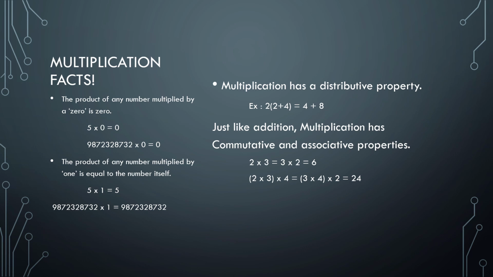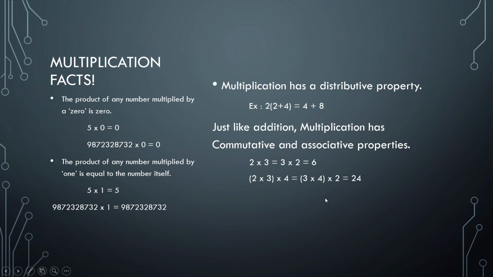Just like any video, we'll end this with a bunch of facts and something to remember while doing multiplication. So first fact that we'll be looking at today is the product of any number multiplied by 0 is 0. So basically what that says is any number times 0 is 0. So 5 times 0 is 0. Or as a matter of fact, any big number like this times 0 is 0.